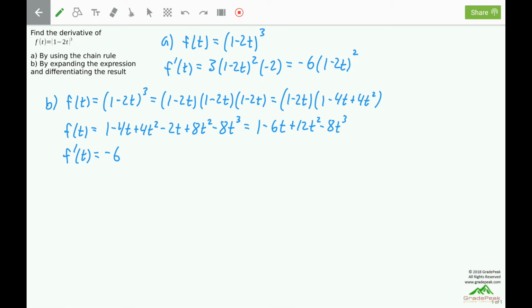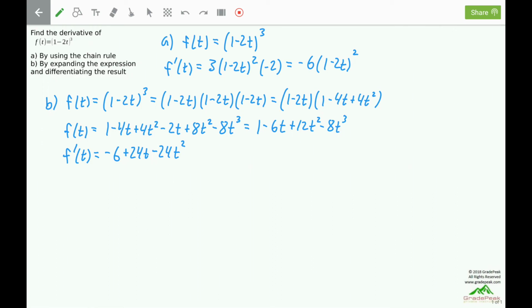The third term will follow the power rule, bring down the 2, multiply it with the 12. 2 times 12 is 24. T raised to the, subtract 1 from the power, and that'll give us a power of 1. And then the last term will be a power rule. We will bring down the 3, multiply with the negative 8, negative 24, and then t raised to the, subtract 1 from the power, and it'll be t squared.